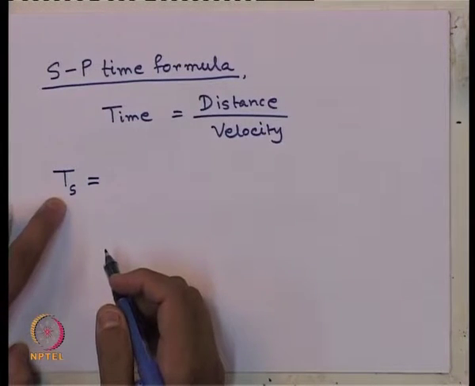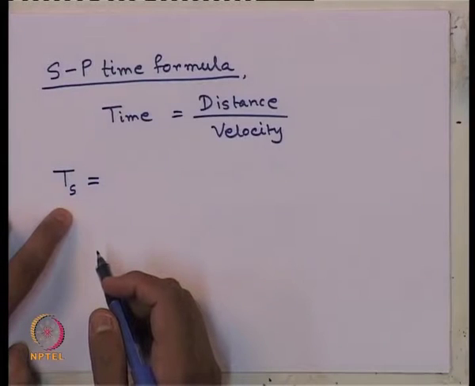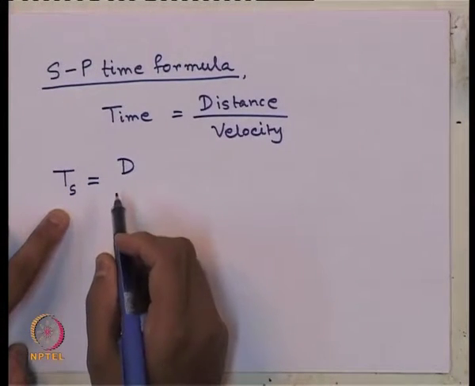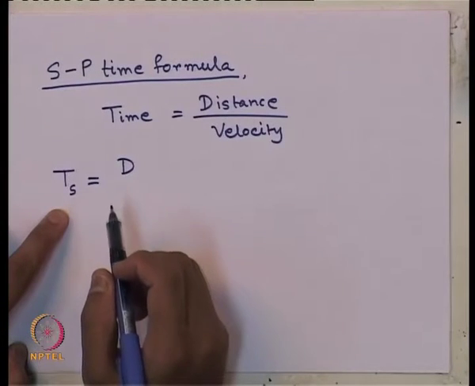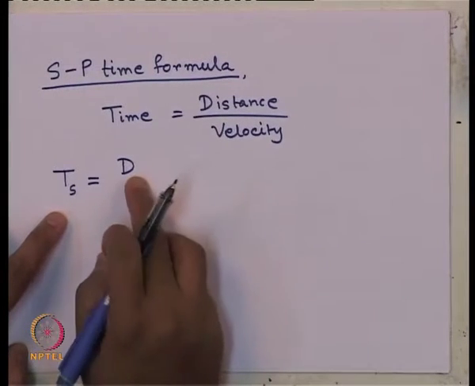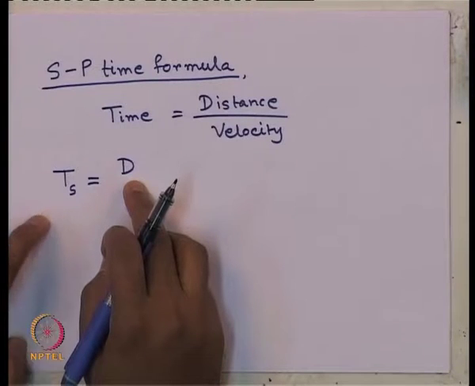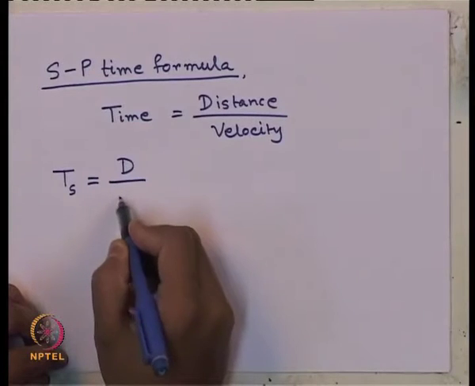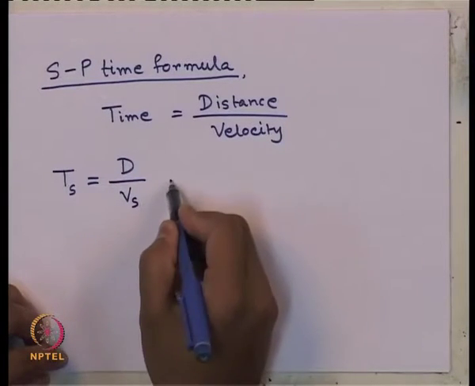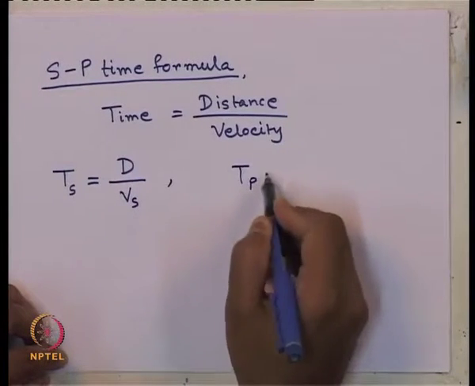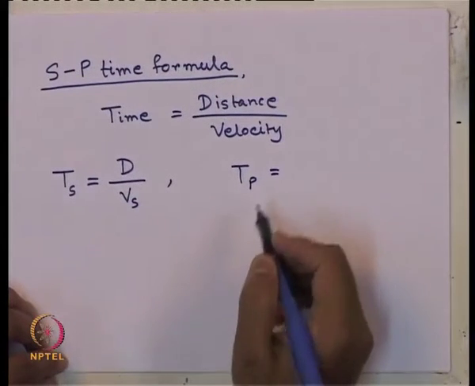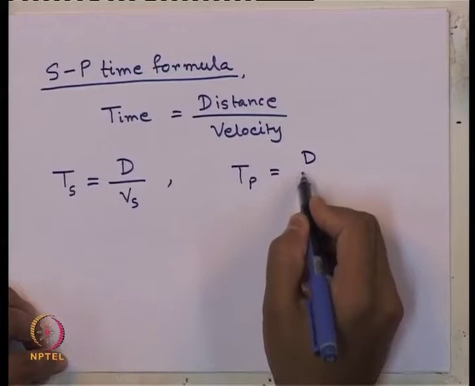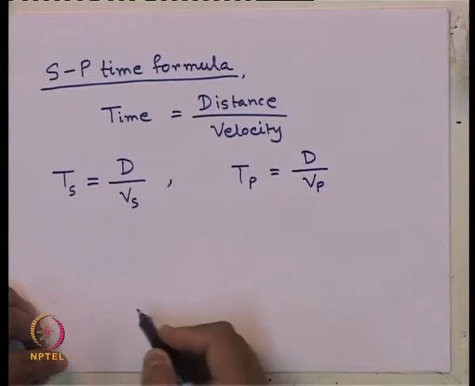The time for the shear wave or S wave recorded is nothing but the distance it has travelled from the earthquake epicenter to the recording station. T s is d, the distance between the epicenter and the earthquake recording station, divided by V s, and the time for the P wave or primary wave is T p, where it has also travelled the same distance d, but with V p.